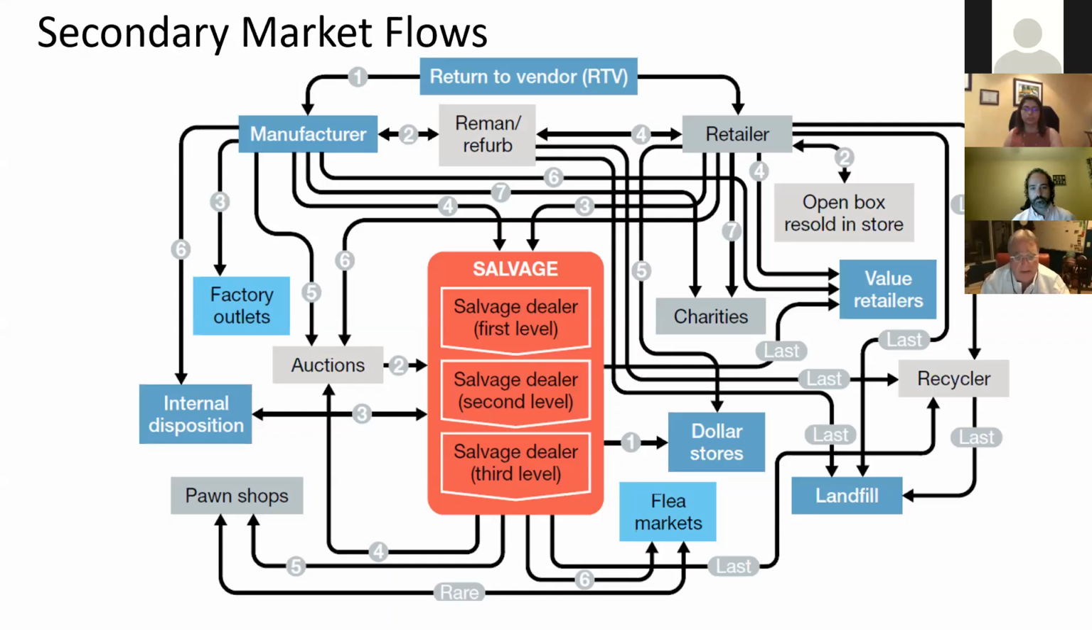The reason why there's 3 salvage dealers in the red there is because that's pretty typical. You can have up to 10 levels where stuff keeps getting resold, but it's very typical that stuff will be sold 3 times in the salvage dealer network. So that's why that's on there.